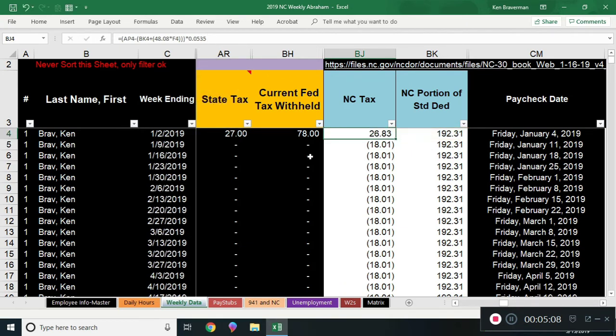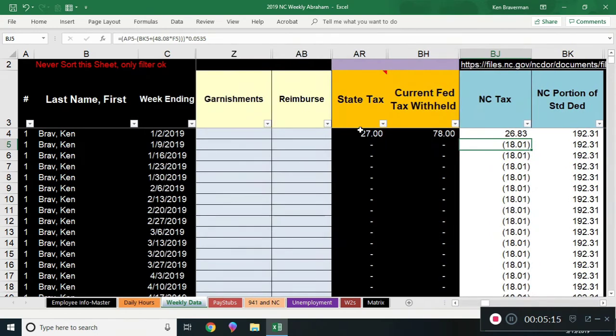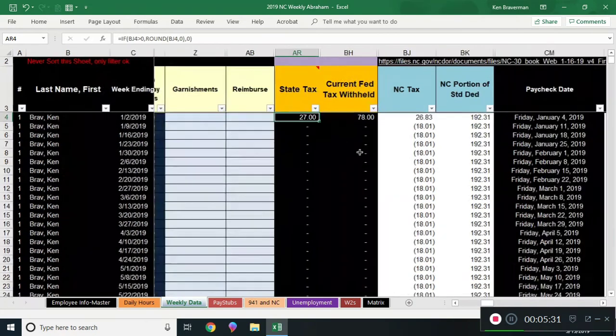5.35%. And if it comes out to be less than zero, I have a little error catch in here in the state tax formula that says if this is less than zero, meaning there's no positive taxable wages because your deduction and your allowances are more than the wages for the period, which can happen, then you wouldn't tax anything at all because you'd have negative wages to tax. So that's how you do North Carolina state tax.